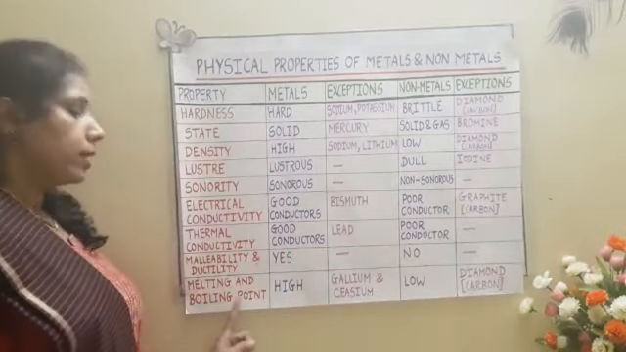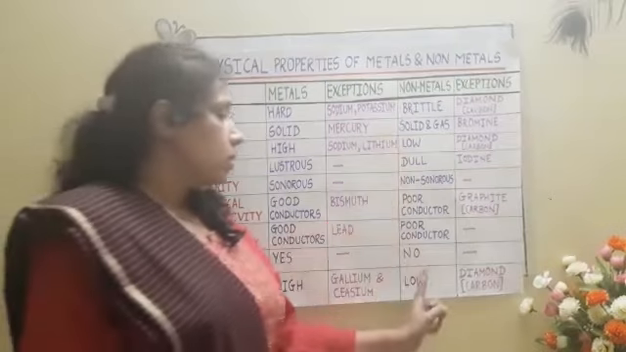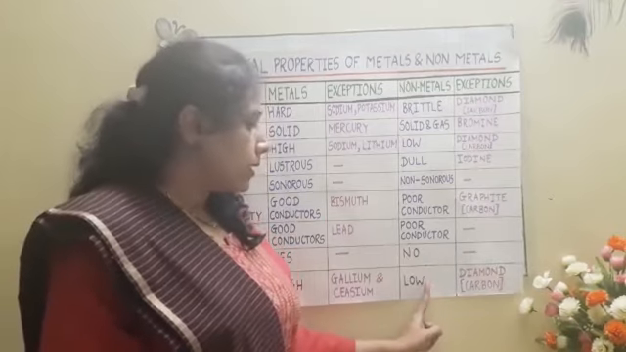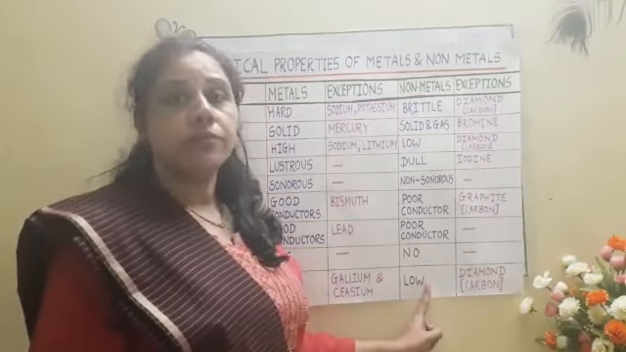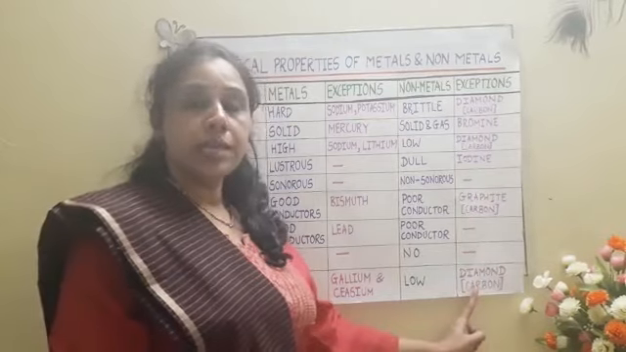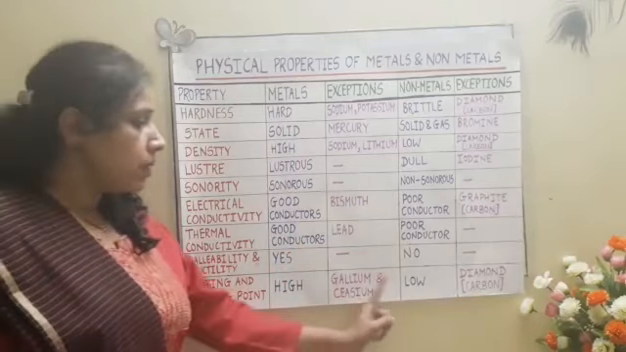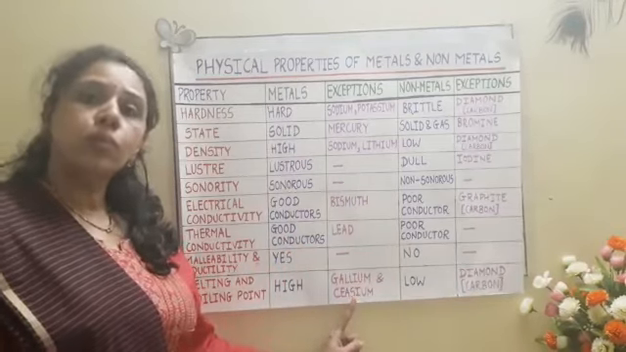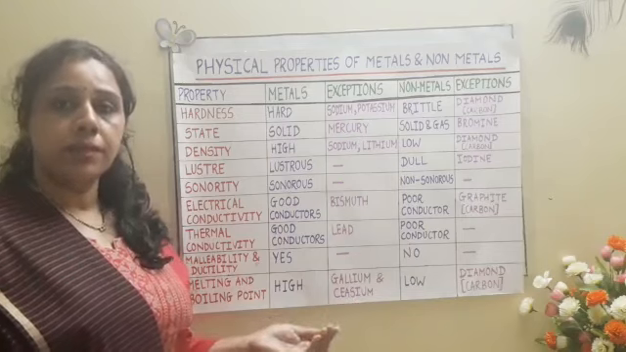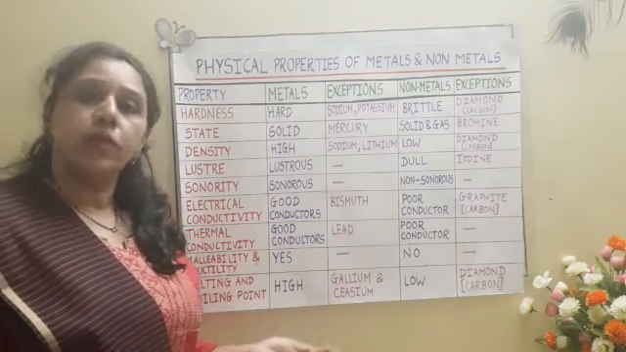Melting point and boiling point. Metals have high melting point and boiling point, whereas non-metals have low melting point and boiling point, and that is why most of the non-metals exist in the form of gases. The exception is diamond. Even though it is a non-metal, it has high melting point and boiling point. Whereas gallium and cesium are metals which have low melting point and boiling point. If they are held in our palm, they melt immediately, even by receiving a small amount of body heat.